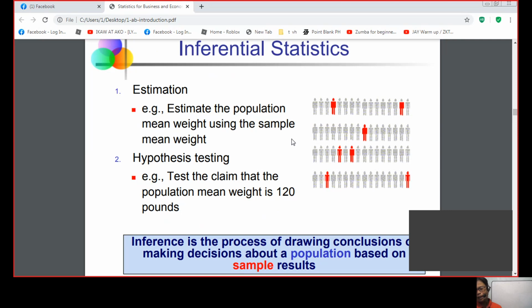So kung ilan man sila ng population, you should get at least 30% kung ilan man sila para maging sample mo. And from that sample, you study it using statistics, getting data from those sample in the population. So, inference is the process of drawing conclusions and making decisions about a population based on sample results.